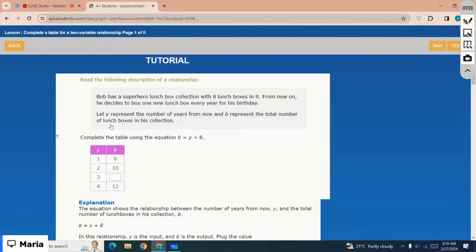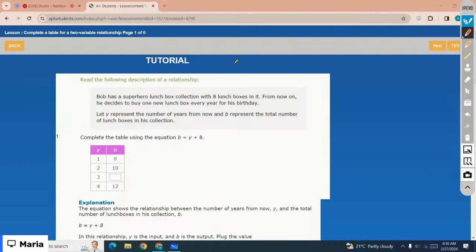Complete the table using the equation B equals Y plus 8, right? B is the output value. And Y is the input value. You need to find the value of B when Y equals 3. So just replace the Y with 3. That is 3 plus 8. And 3 plus 8 is 11. Right? You are given the equation, that is a two variable equation. One variable represents the input value and the other represents the output value, right? You have to put the value of the variable and calculate the value of the other variable.